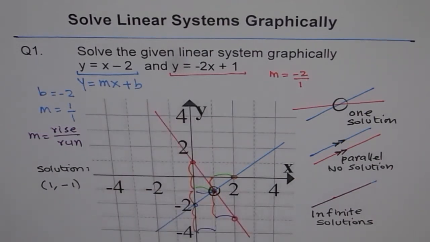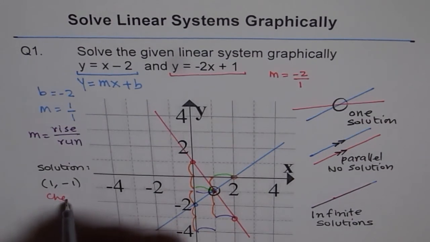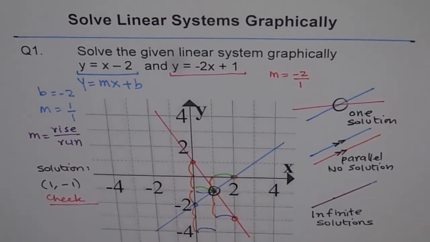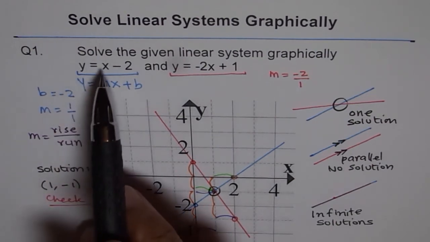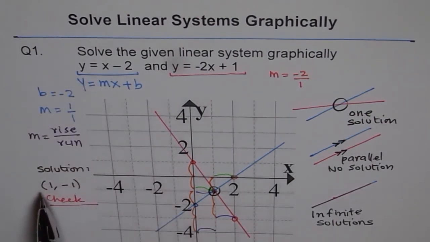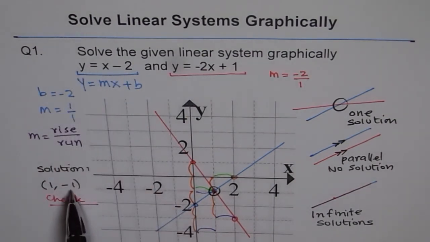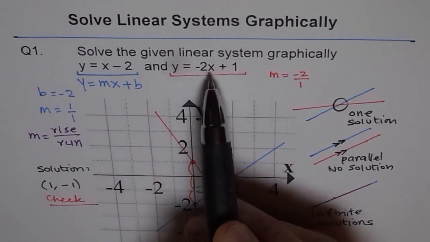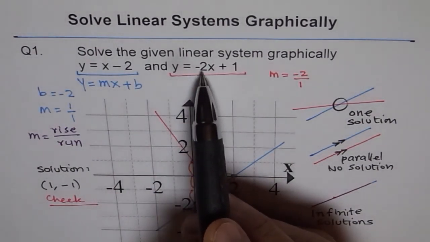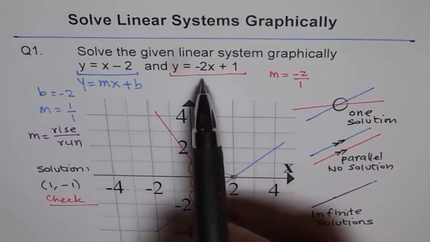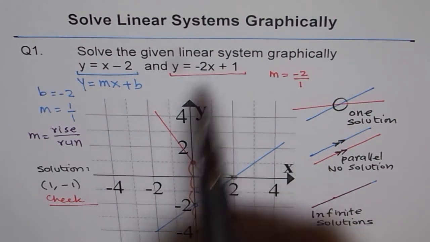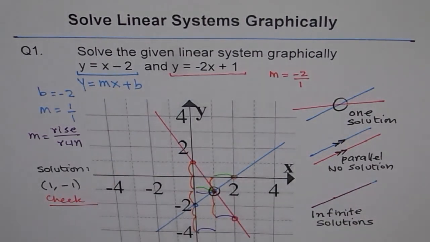Now it's a good idea to check. I'm not going to check in the following videos, but I'm going to tell you here so that you can check it on your own whether this is the right solution or not. One way to check is just plug in the x value and see if you get that y value. So if I plug in 1 here, 1 minus 2 is minus 1, that's correct. So I got the same coordinate, right? Here if I put 1 for x, I get minus 2 times 1 is minus 2. Minus 2 plus 1 is minus 1. So that's correct. So that's one way to check it.